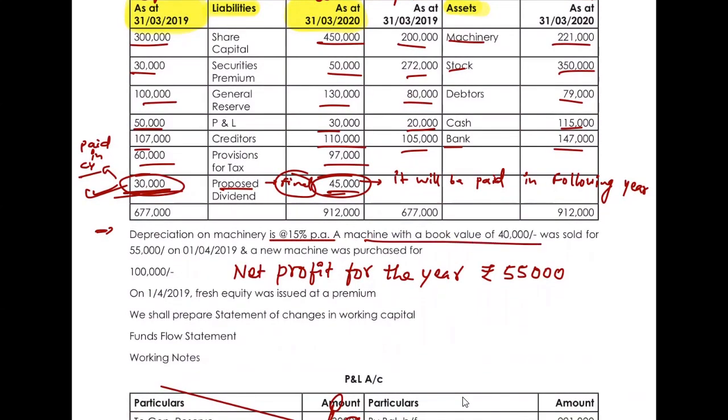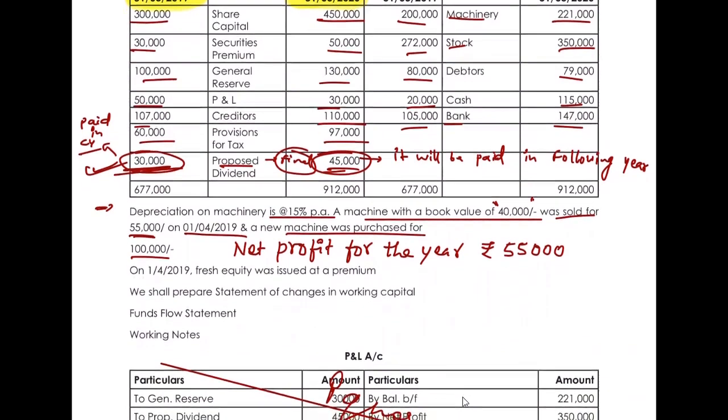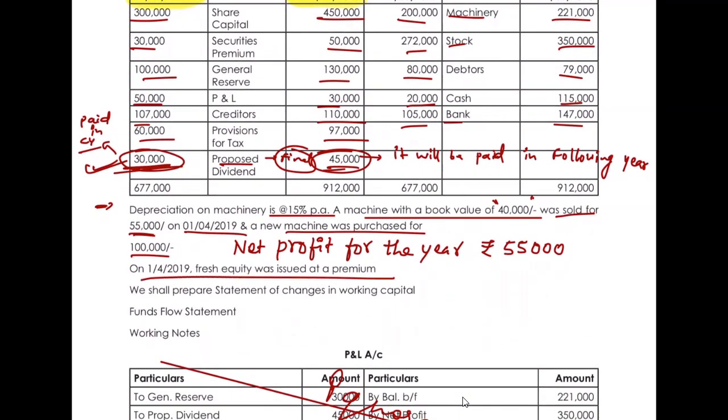A machine with a book value of 40,000 was sold for 55,000. So 15,000 is the gain from sale of machine on 1st of April 2019. So that is on the opening date. And a new machine is purchased for 1 lakh. If a new machine is purchased, you need to consider the depreciation on that machine as well. And we have the fresh equity issue at a premium. That is on 1st of April 2019.